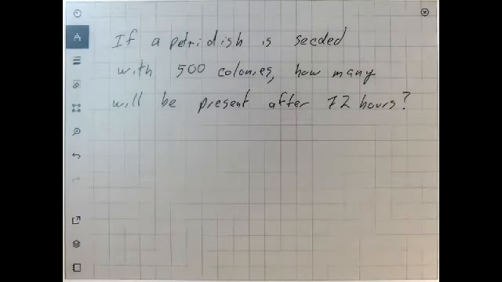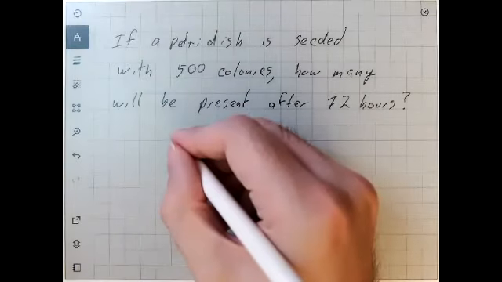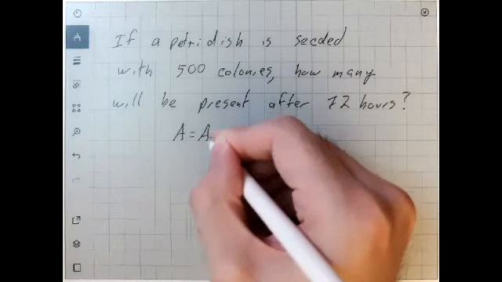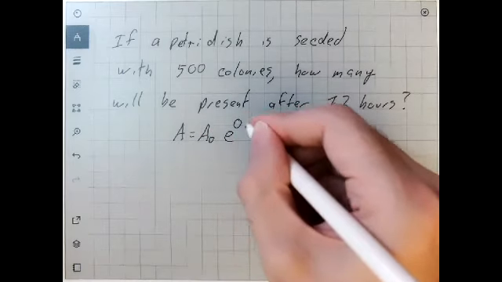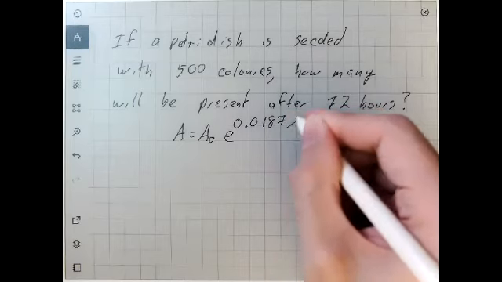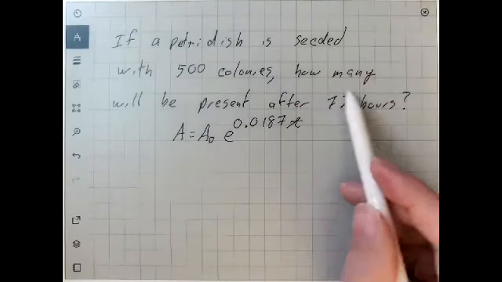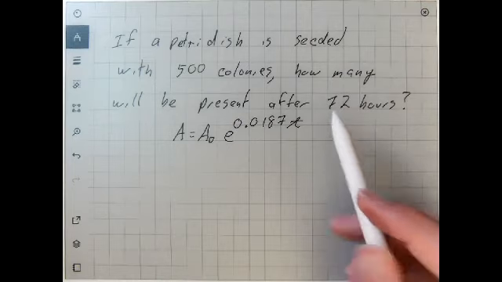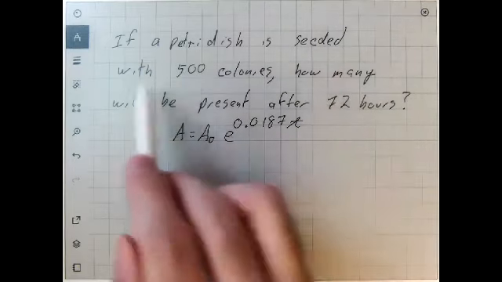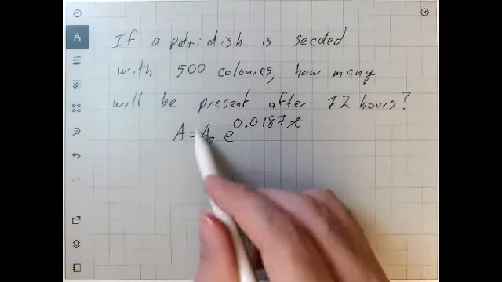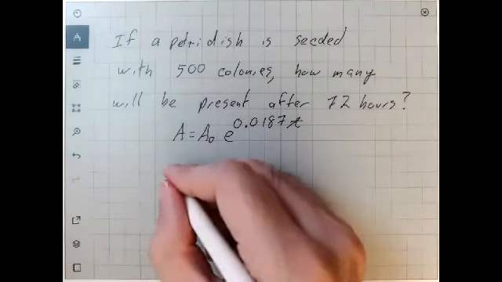So a follow-up question. If a petri dish is seeded with 500 colonies, how many will be present after 72 hours? Here, we can use the equation we just came up with, and we can plug in our values. We're looking at a time of 72 hours, 3 days, so that's our t. We're seeding the petri dish with 500 colonies. That's our initial amount.